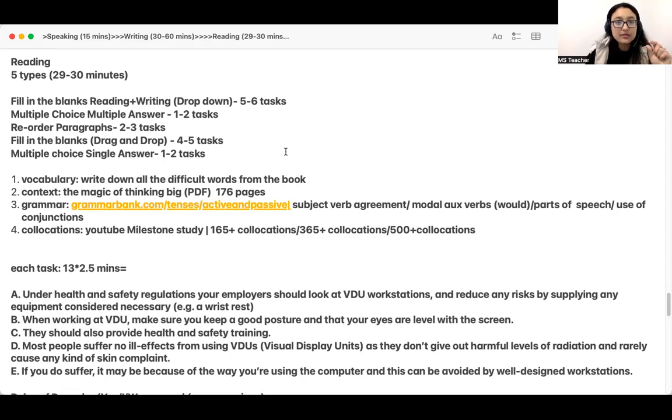The first question type is fill in the blanks reading and writing, which is also called drop-down questions because you will find drop-down options, the menu, and you have to choose one out of them, okay? There'll be 5 to 6 tasks here. Multiple choice, multiple answer is another question type. There'll be 1 or 2 tasks.